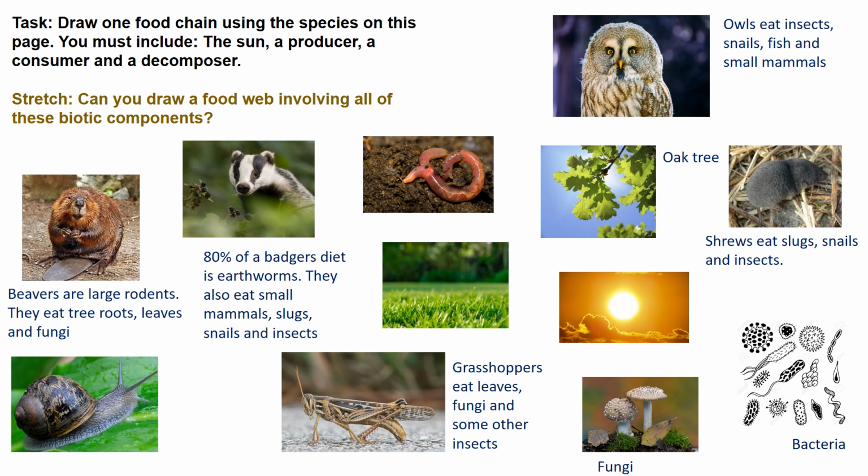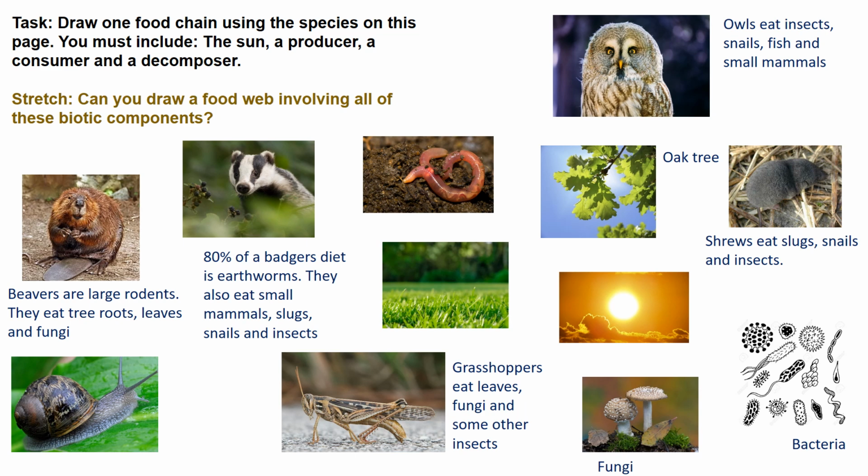Right, so your main task for today. All of these biota, all of these plants and animals on the screen here, are components of an ecosystem in the middle to lower course of a UK river. This is actually the ecosystem in the River Otter in Devon. So what I want you to do is to create a food chain using these components on the screen here. You must include the sun, a producer, a consumer, and a decomposer.